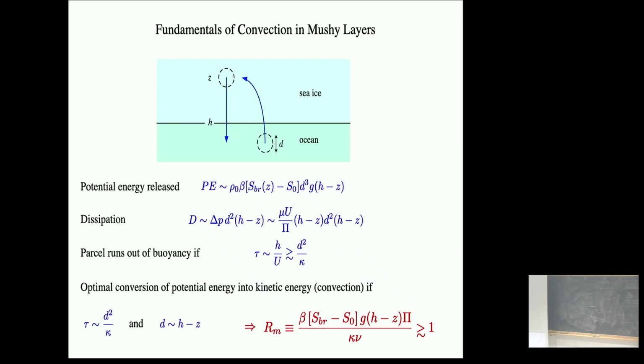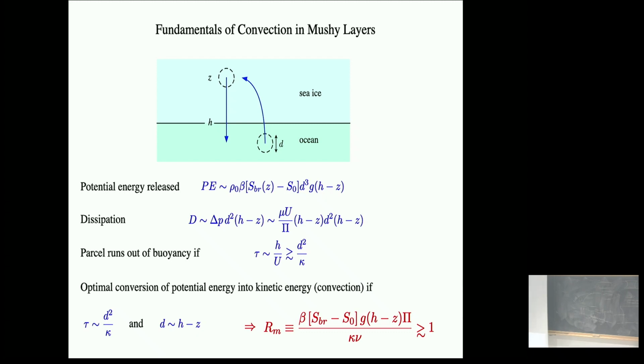Potential energy, remember, is mass times gravity times height. So the mass is the density, which depends on the salinity, times the coefficient beta. So we have a salinity difference between our starting position and our ending position, times a volume. So density times volume gives us a mass, times gravity, times the distance moved from our reference state.